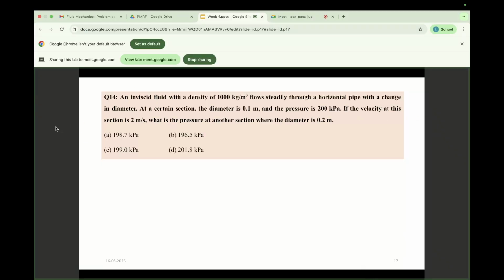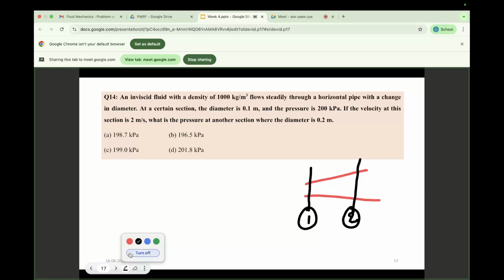In this question, first I am writing what is given. It is talking about a horizontal pipe with a change in diameter. Initially the diameter is small, 0.1, then it goes on increasing to 0.2. So this type of pipe is there, right? In this pipe, they are talking about two sections. This black line represents section 1, and this is section 2.